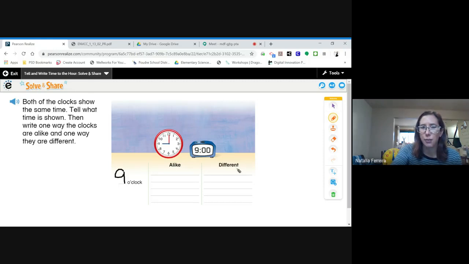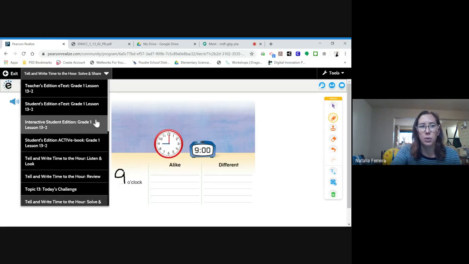Now, how are they different? Well, if I look at my minute hand, it does not show 2 zeros. It's pointing to 12. And on the digital clock, it is showing me 2 zeros. That is one way they are different. Maybe you can tell somebody at your house how else they're different. But for right now, let's go to our visual learning.